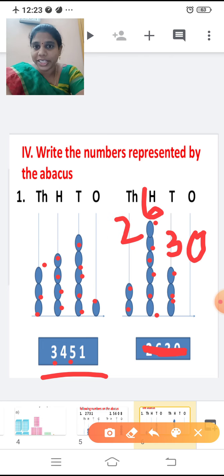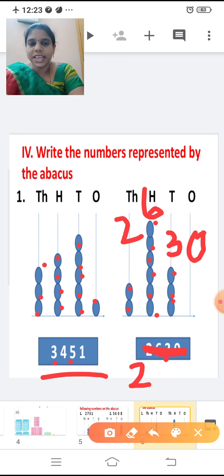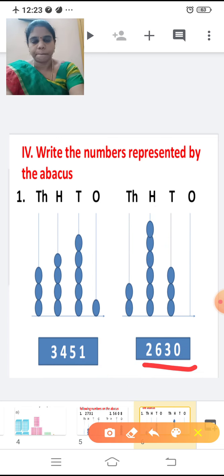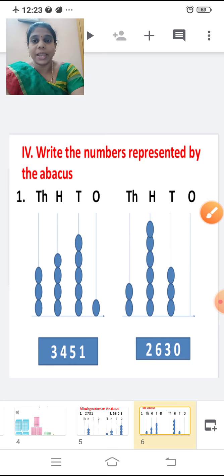Shall we write the number? Yes. While writing the number, you have to write from the leftmost part. That means the thousands place. So 2, 6, 3, 0. Check whether the answer is correct. Yes, 2, 6, 3, 0. So you all know how to write the number represented by the abacus, right children? Now let's move on to the next one.